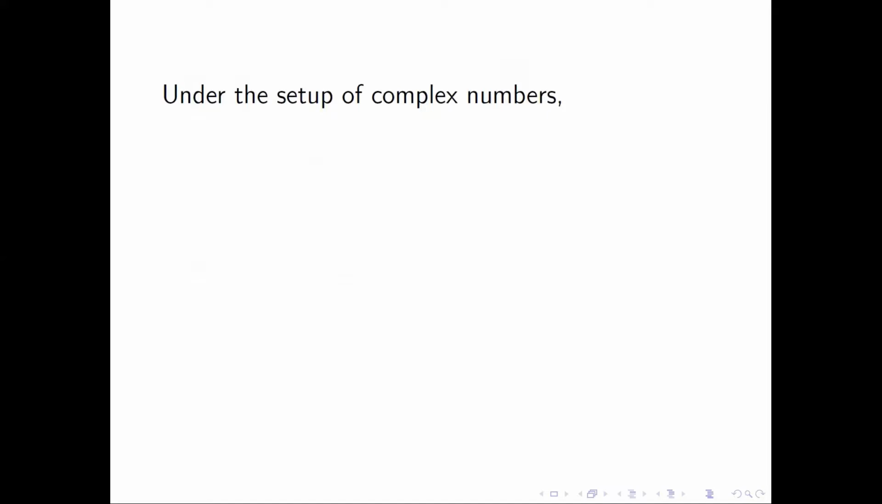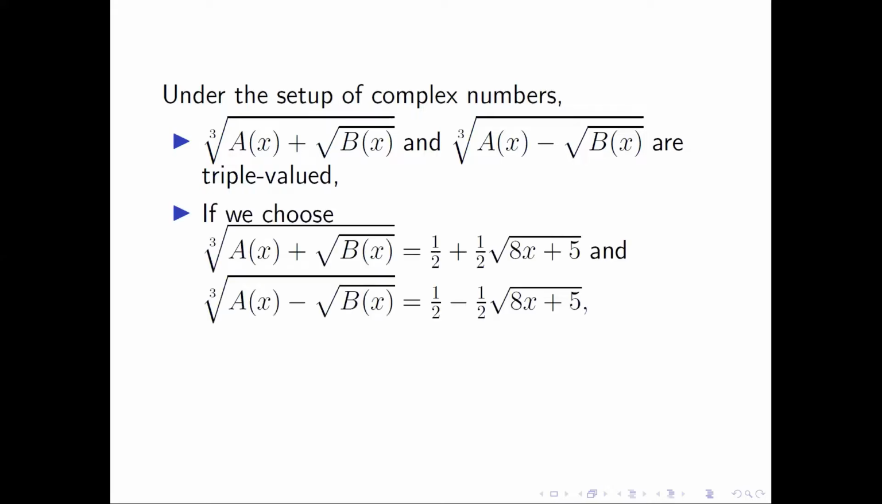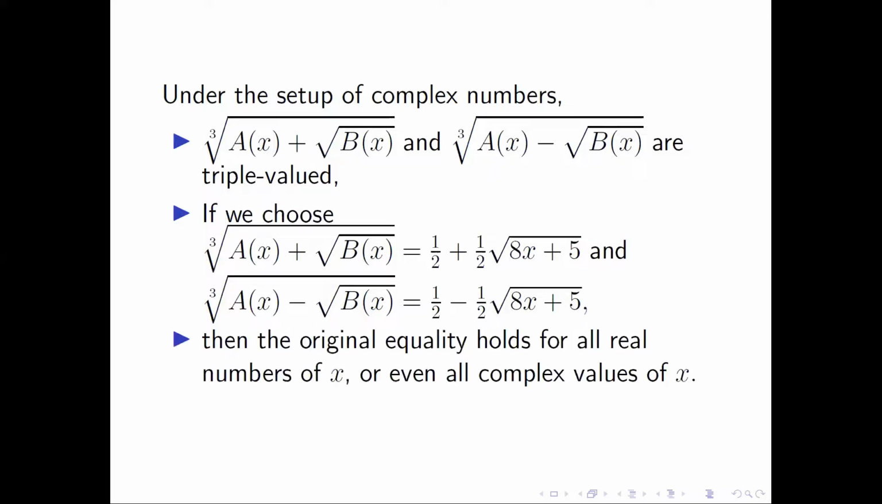In short, under the setup of complex numbers, these two cubic roots are triple valued. They have 3 cubic roots for every x. If we choose one of the cubic roots according to our identity, then the original equality holds for all real numbers of x, even for all complex numbers of x. In other words, the equality is really a universal identity that holds for all complex numbers.